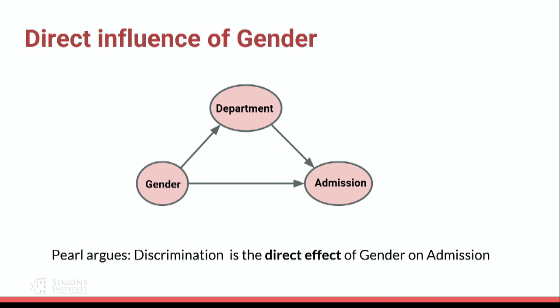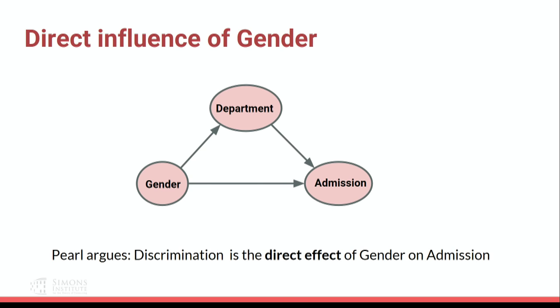So returning to this, what Pearl argued is that discrimination should really be considered this direct link that goes from gender to admissions. That's how admissions actually directly use gender. And this indirect influence that goes through department choice should be considered okay because it expresses preferences of the applicant that might depend on gender.